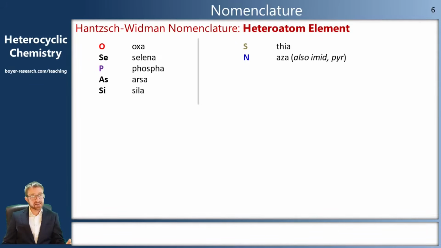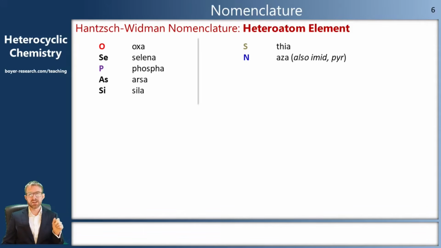If we're going to try and make a name out of this, starting off with the heteroatom, we can use each element to give us a prefix for the name. So oxygen gives us oxa, selenium gives us selena, phosphorus gives us phospha, arsenic gives us arsa, and silicon gives us sila. These are kind of obvious ones. For some of the other ones, such as sulfur and nitrogen, they are a little bit less obvious. Sulfur gives us thia, and nitrogen gives us aza.